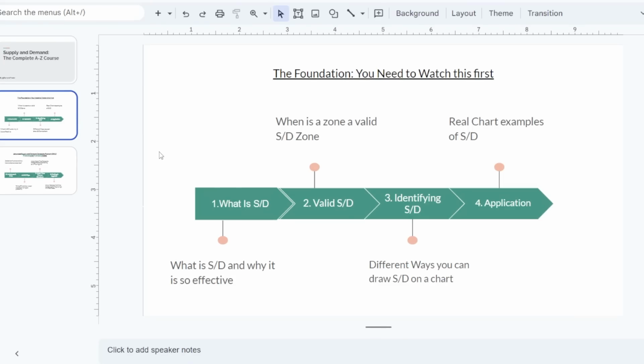Okay, so there are 8 modules. The first 4 are the foundation, so you need to watch these first. The first thing we're going to cover, obviously, is what is a supply and demand zone and why it's so effective. Then we're going to talk about valid supply and demand zones. There are different ways that you can apply this knowledge to the markets. Then we're going to identify supply and demand, because there are different ways that you can draw supply and demand on the chart. There are different scenarios that can arise that you can take advantage of. Then we're going to go through real chart examples of supply and demand, and identify exactly what we've just spoken about.